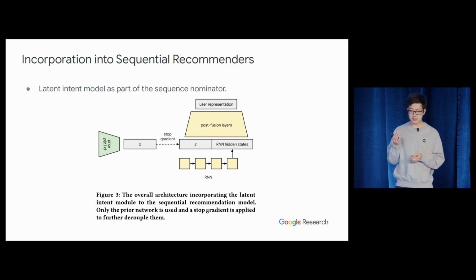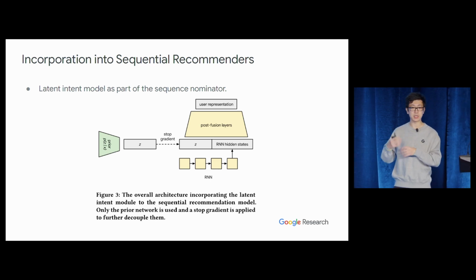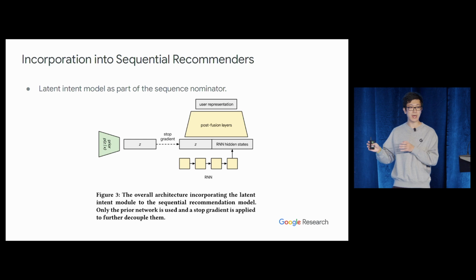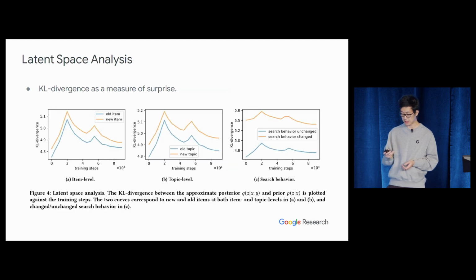So note that only the prior network is used here, because the encoder and decoder would require the knowledge of future user behavior. But at request time or serving time, we don't really have that knowledge. What we have is only the past behavior. That's why we're only using the prior network here to interact with the main recommender system.